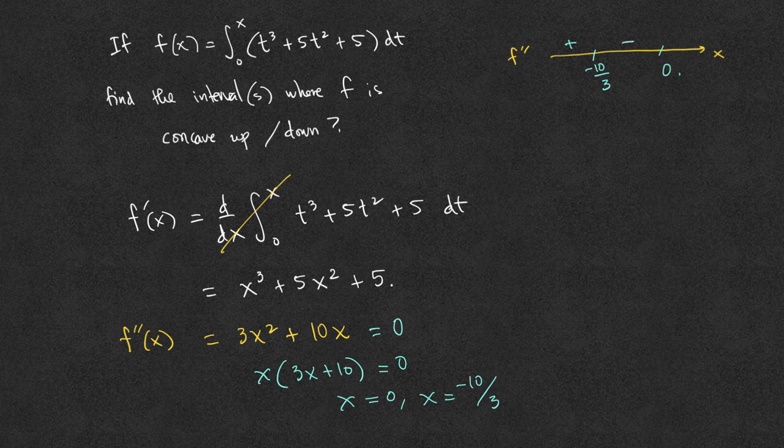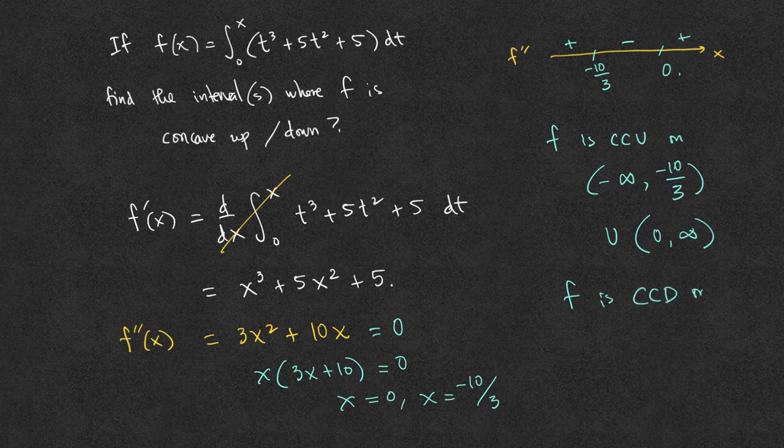And picking any number on the right hand side of 0, 1000 will work. A positive 1000 times a positive is a positive. And so we see that f is concave up on the interval negative infinity to negative 10 over 3, and on the interval 0 to infinity. F is concave down on the interval negative 10 over 3, 0.